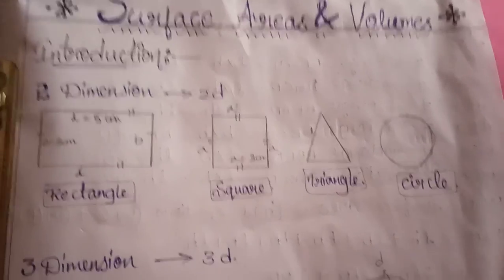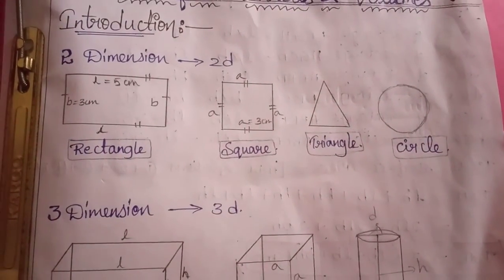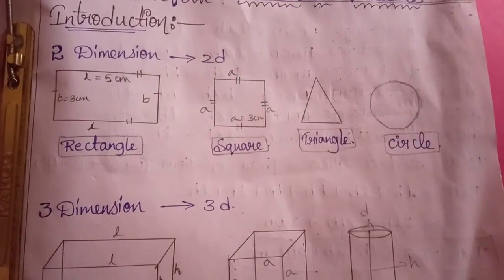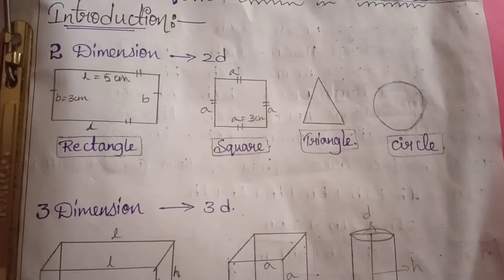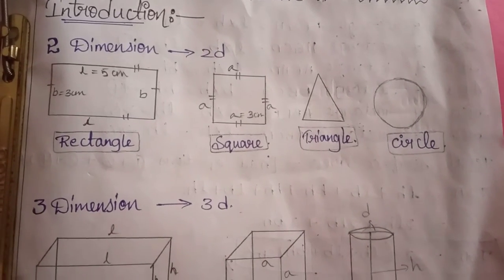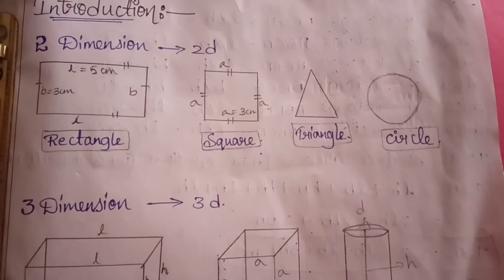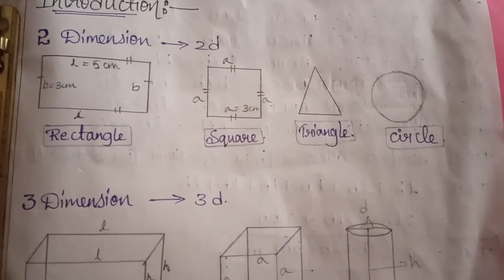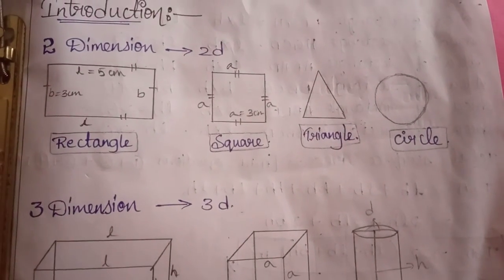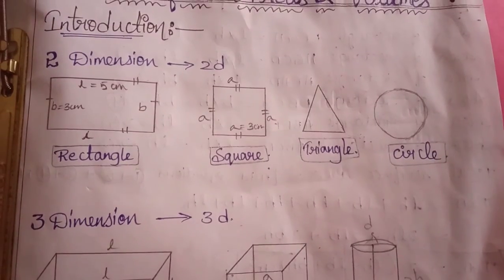So coming to the introduction, in our daily life we observe two types of things, which are two-dimensional and three-dimensional. Examples of two-dimensional are rectangle, square, triangle, circle. In these objects, we can see only two dimensions, length and breadth. These objects have length and breadth, so this is known as two-dimensional things.